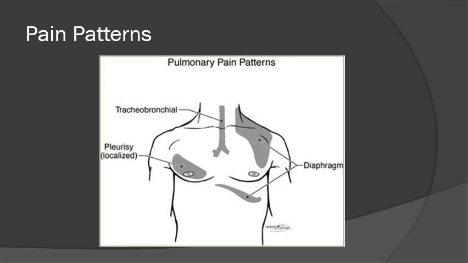Pleurisy is basically an inflammation of the pleura, and we can see how pleurisy typically presents itself in this picture here. The person will typically complain of some type of sharp, almost stabbing pain. And that could be, again, due to various causes. It can actually be due to a trauma. It can be due to infection, or even tumors in the pulmonary region can also cause pleurisy.